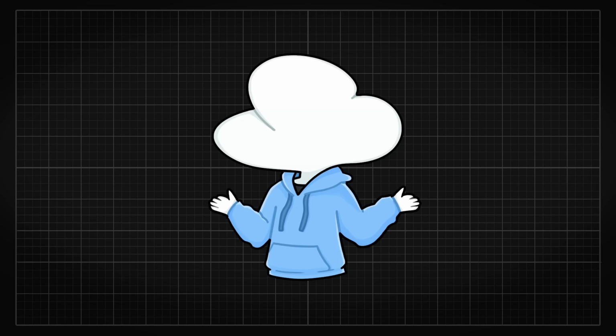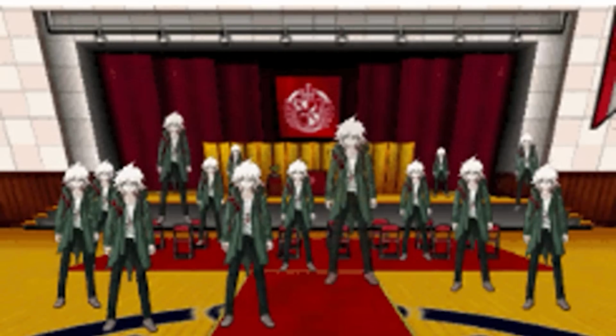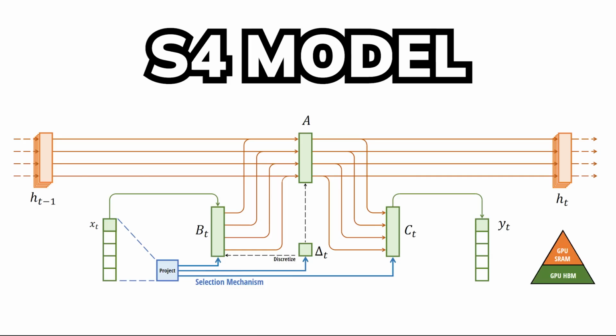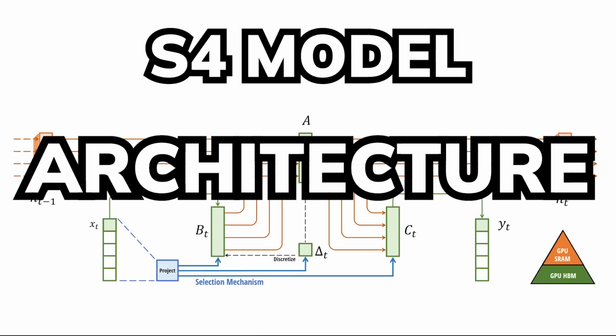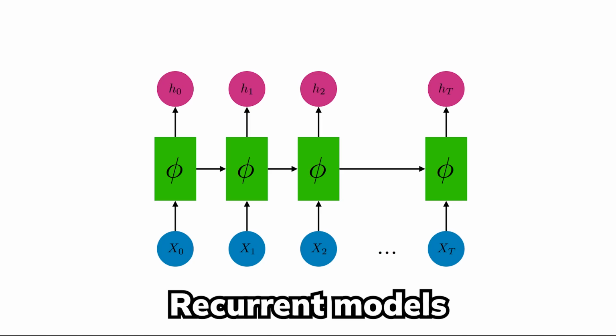So as you can see, Mamba saves you so much more time when you increase the amount of people attending the party. And fundamentally, the S4 model is a completely different architecture from transformers. And you can even say it's more similar to LSTM and recurrent models.